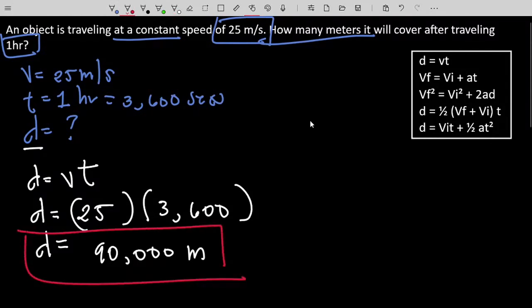So it only says that the object with a velocity of 25 meters per second can travel 90,000 meters in 1 hour, or in just 3,600 seconds. So that is how we do it. Now let's try to have another example.